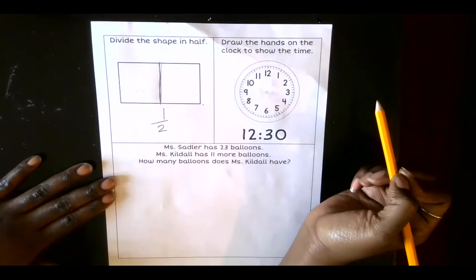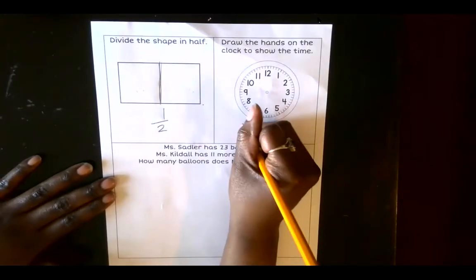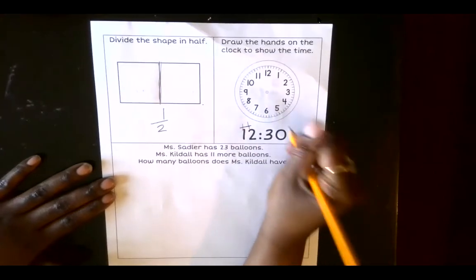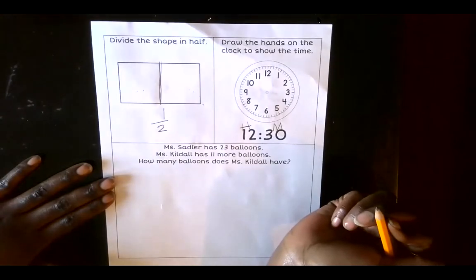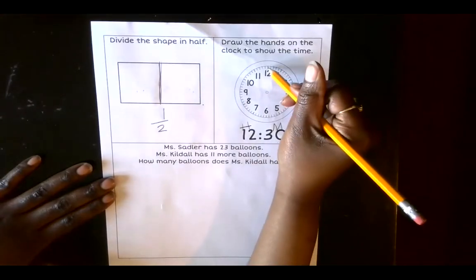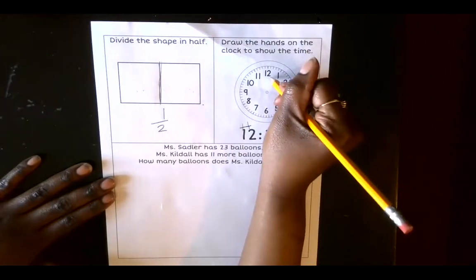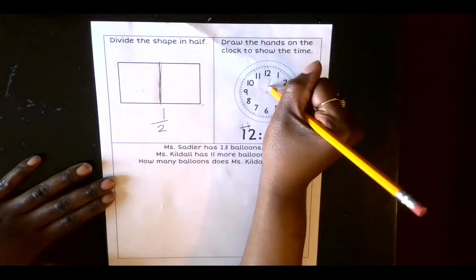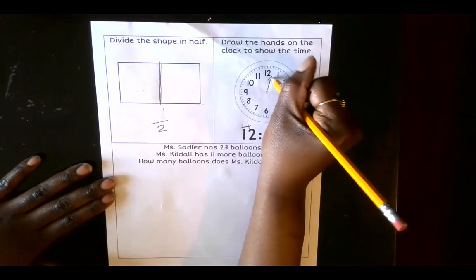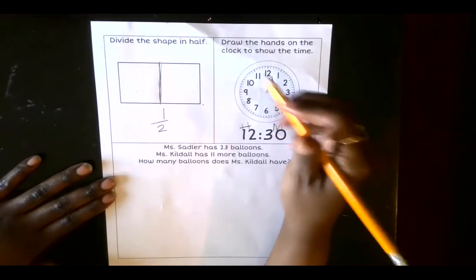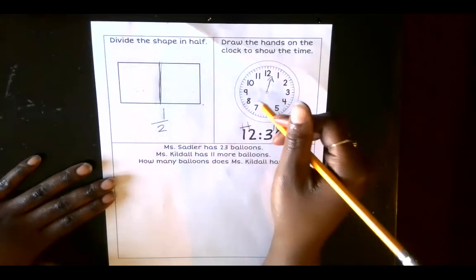Draw the hands on the clock to show the time. 12:30. Remember, 12, that's our hour hand. The minute hand for the 30. So if it's 12, here's 12, but it's 30 minutes after. So my hour hand is going to be right in between the 12 and the 1 because it's half past 12, 30 minutes after 12.